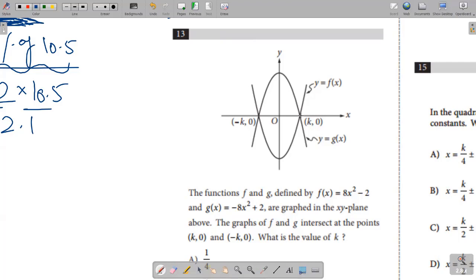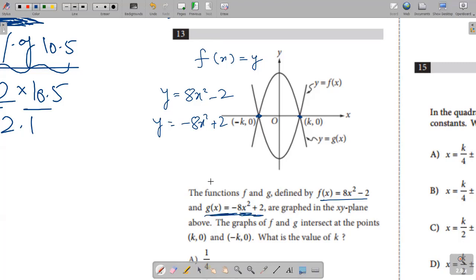Well, it's telling you what the value of x is when y is 0 for both graphs. So why don't you plug in the value of y as 0, because the function at that point becomes 0. I told you f of x is the same as y. It's just a fancy way of writing y. So we can write the first equation as y equals 8x squared minus 2, and the second equation as y equals negative 8x squared plus 2.